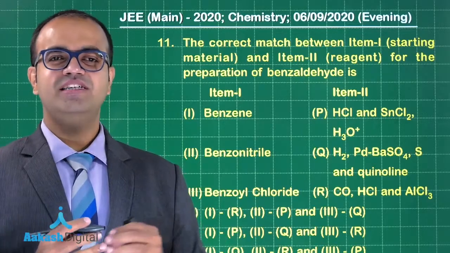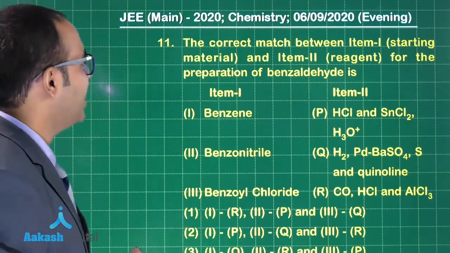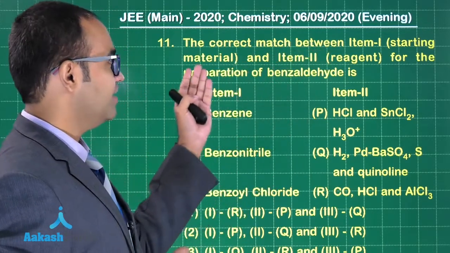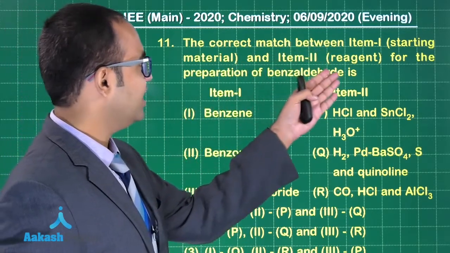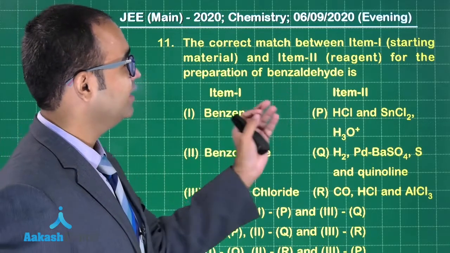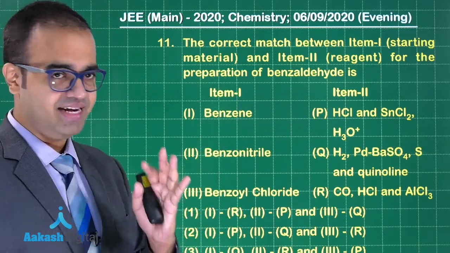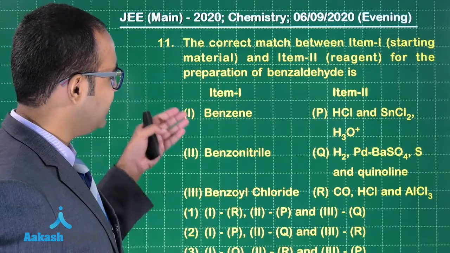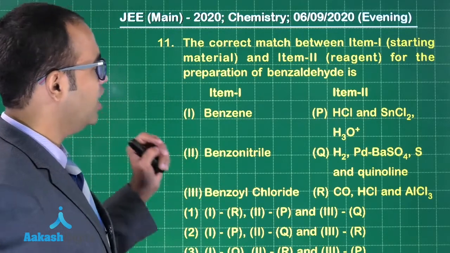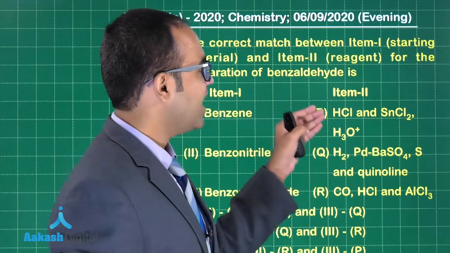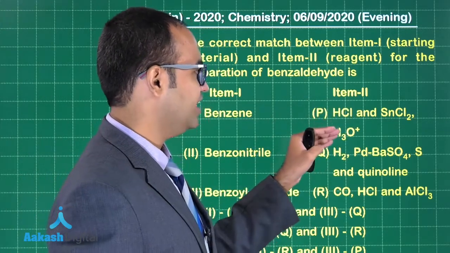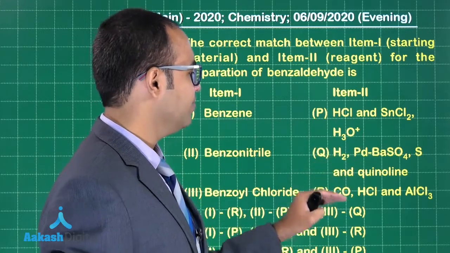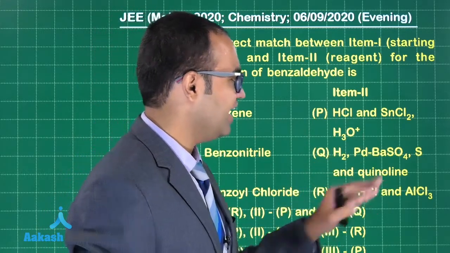So let's solve question number 11, guys. Let's see what we have here. The correct match between item 1 starting material and item 2 reagent for preparation of benzaldehyde. So we are preparing benzaldehyde, okay? What we have over here: benzene, benzonitrile, benzoyl chloride. Here we have HCl, SnCl2 and H3O+, H2, Pd/BaSO4 and quinoline, CO, HCl and AlCl3.